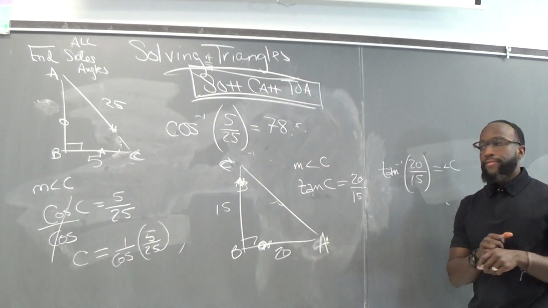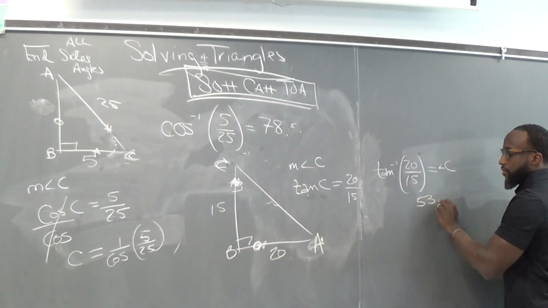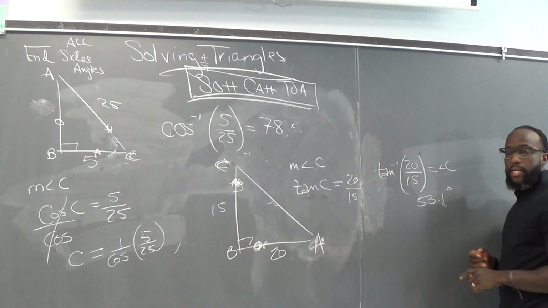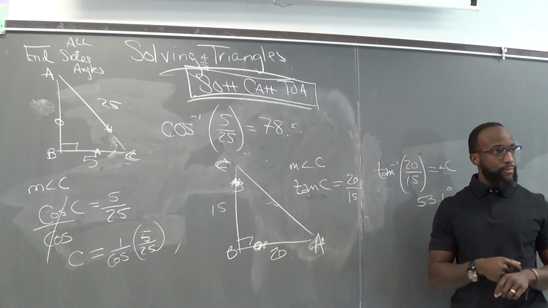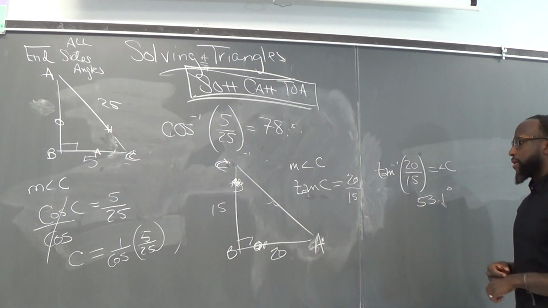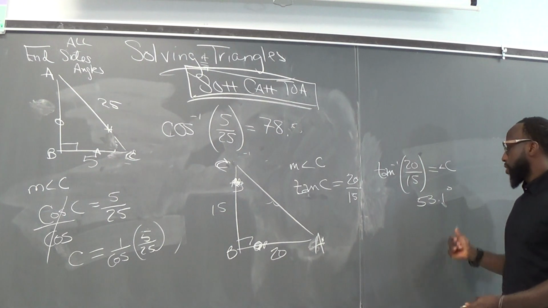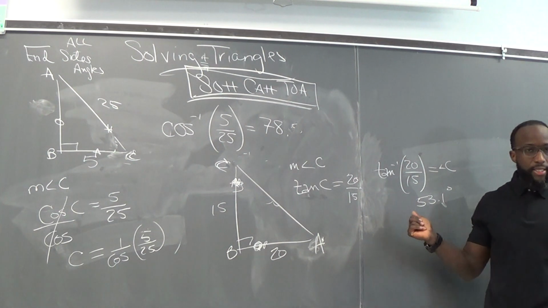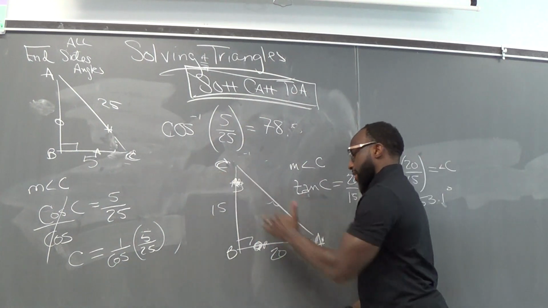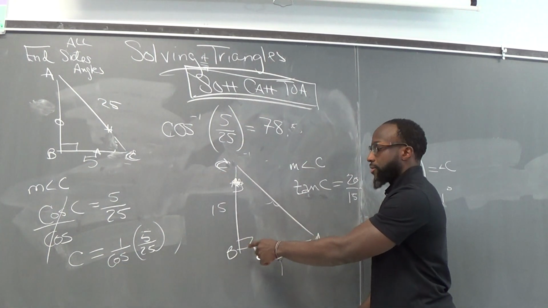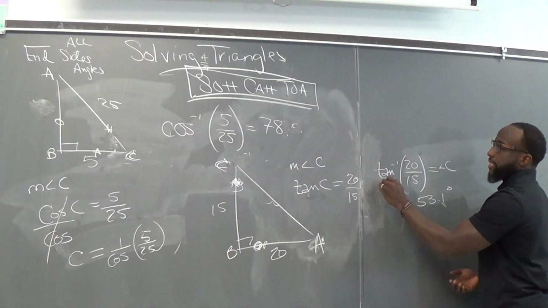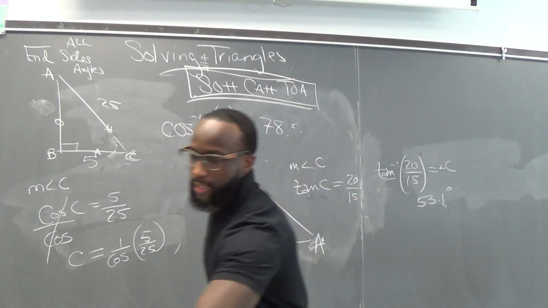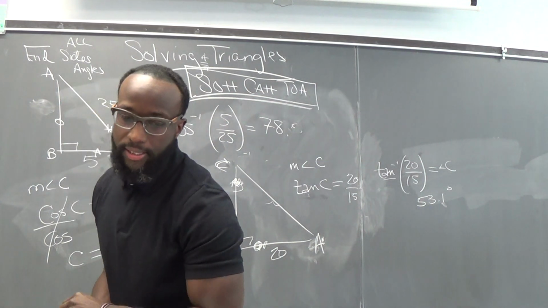How many students got 53? 53 point what? 53.1 degrees? Yeah. Yes? Cool. Yeah. Now, if I say solve, so cool. We got this 53.1. Alright? You get that. So whenever you're trying to find an angle of a right triangle, you use inverse sine, cosine, and tangent. Right? Let's look at an example.